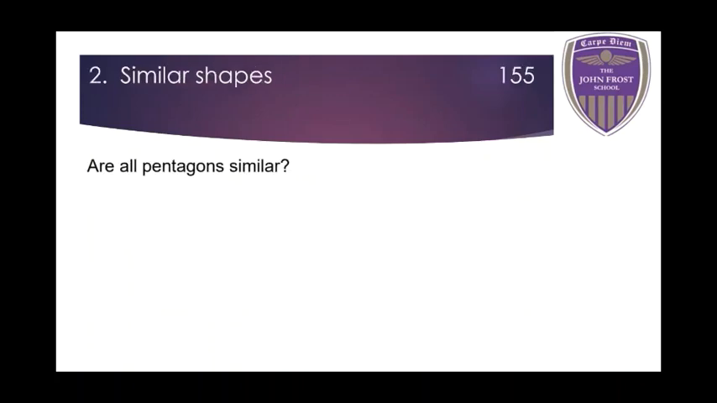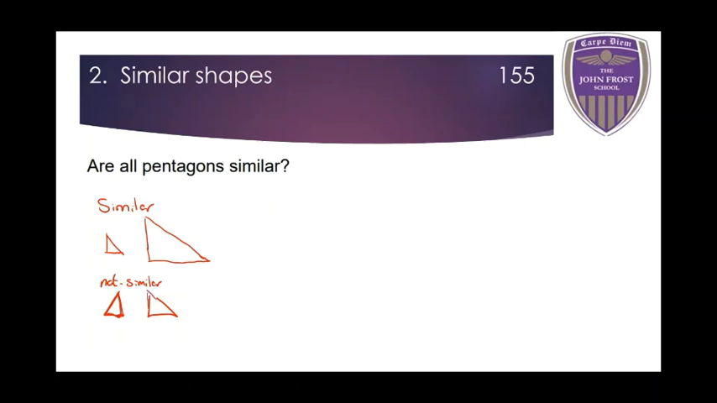Are all pentagons similar? A similar shape is a shape that has the same angles as another shape that is bigger or smaller than it. So for example, this right angle is similar to this right angle because even though they're different sizes, the angles are the same. But these 2 triangles are not similar because they've got different angles. We can see this is an isosceles, a very badly drawn isosceles, and this is a right angle triangle. These are not similar.